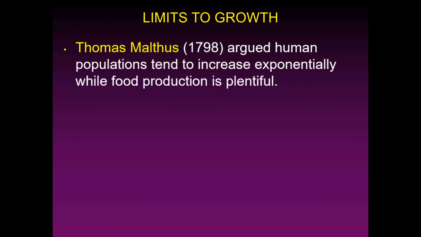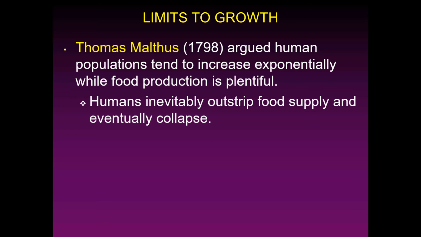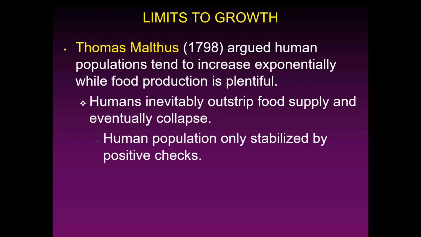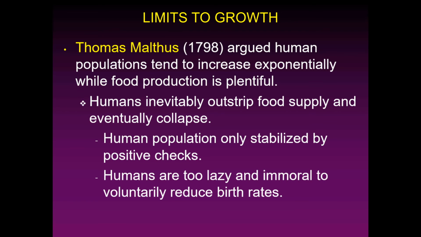So what are these limits to the growth? Thomas Malthus, whom we've talked about before, argued human populations tend to increase exponentially while food production is plentiful. If you've ever taken an airplane, you see there's a lot of empty space, but we also have to be able to feed everybody. So humans inevitably outstrip food supplies and eventually collapse. And human populations only stabilize by positive checks. Humans are too lazy and immoral to voluntarily reduce birth rates.